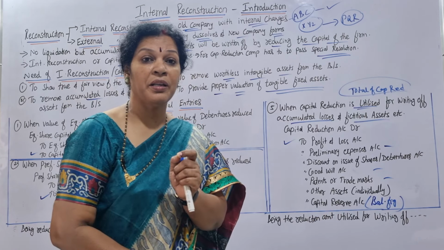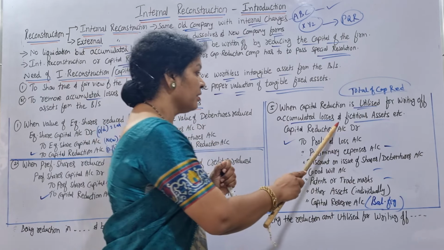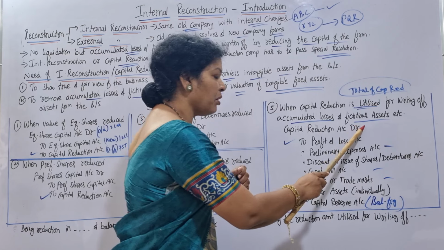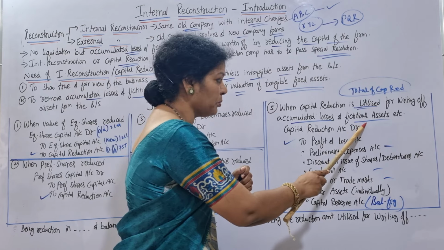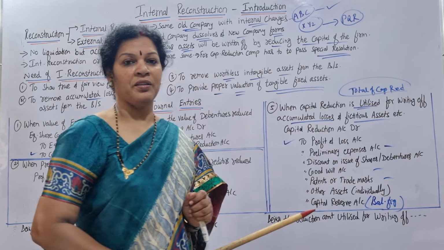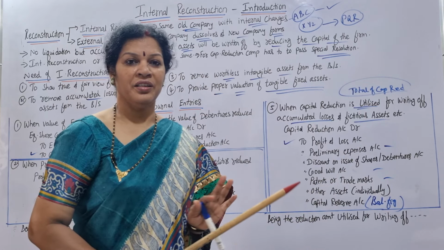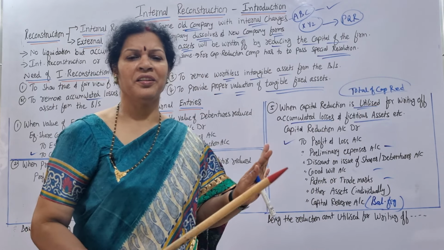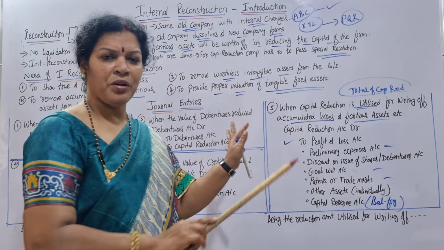Please remember this, capital reserve. Capital reserve means what? The difference. The debit side amount will always be more. This minus all these amounts will be the capital reserve. Clear? Very easy chapter. Whatever I taught you today, remember.